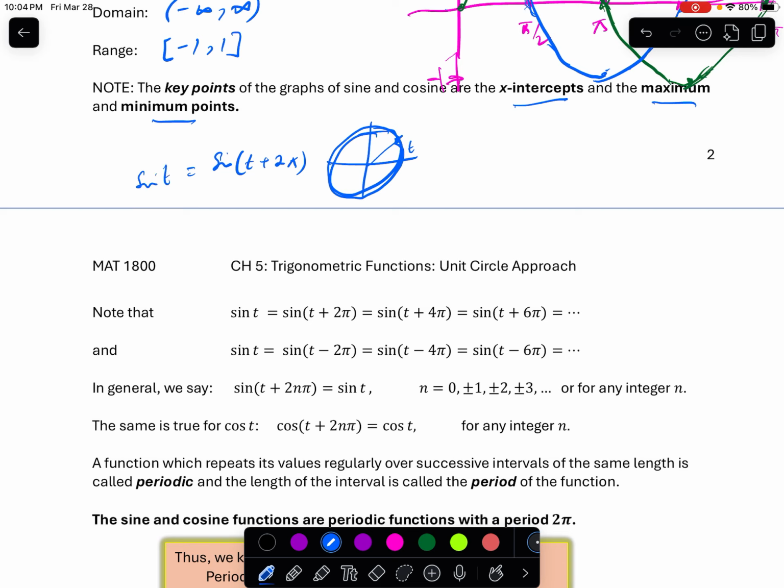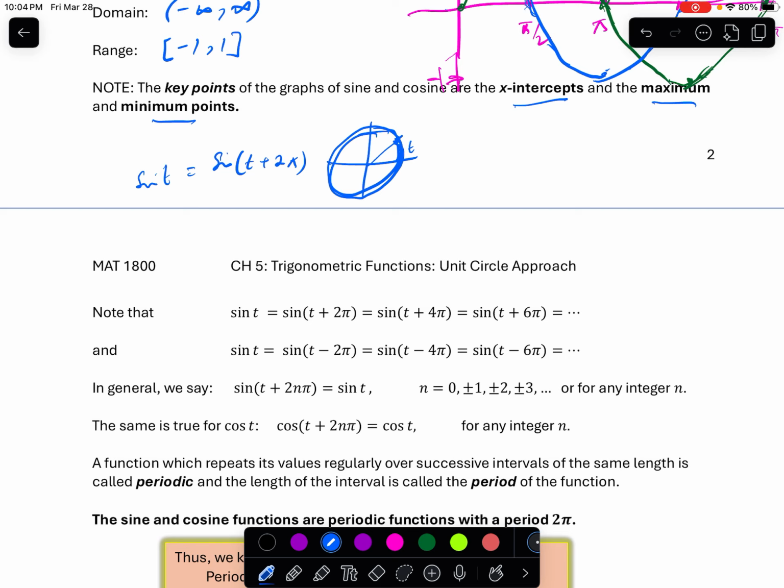And similarly, sine of t plus 4 pi, sine of t plus 6 pi, and so on. Even multiples of pi added to t will give us the same value as just sine of t. And then in the other direction also, we will get the same value. So t minus 2 pi. So this is t.